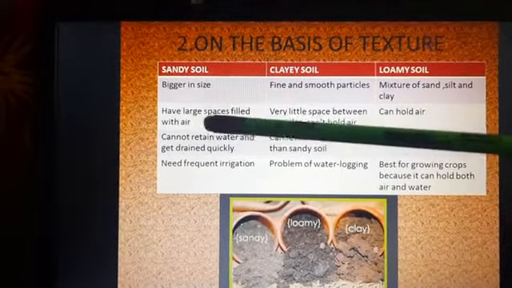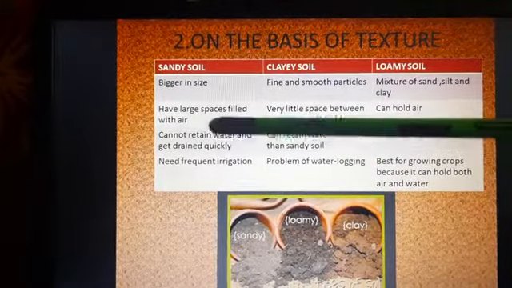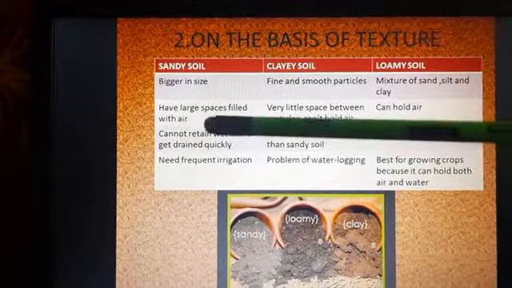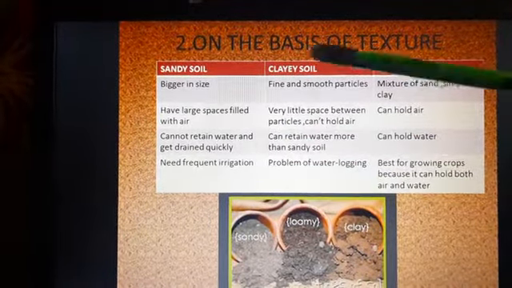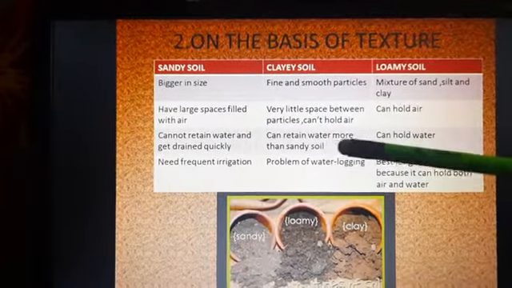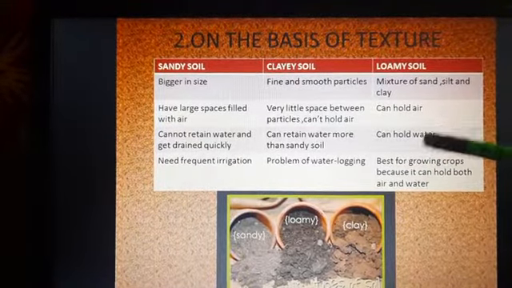Also, as sandy soil has bigger particles of sand, it cannot retain water. As it cannot retain water, that means water gets drained very quickly and sand is somewhat dry. But clay soil can retain water much more than the sandy soil. And loamy soil can hold water very easily.